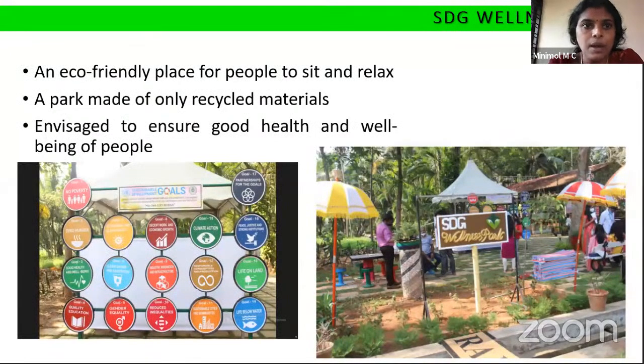SDG Wellness Park, an eco-friendly place for people to sit and relax. A park which is made only of recycled materials. What you see in these pictures, all these things are made of recycled materials. Nothing is new here. The park is envisaged to ensure good health and well-being of people.